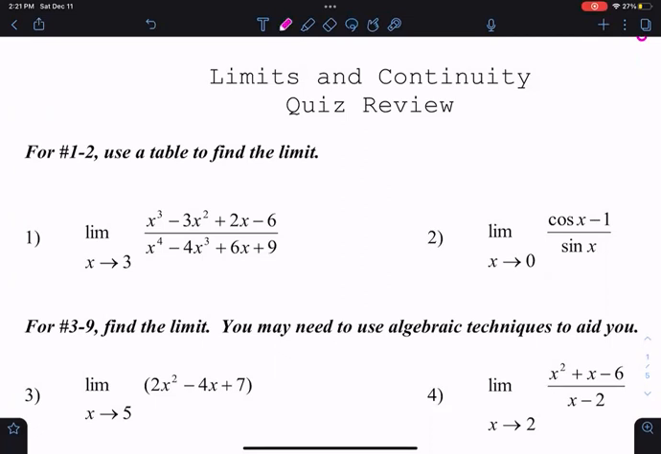Okay, guys, this is a review for limits. I think I went over some of these problems in class, but I'm just gonna go over the whole sheet so you can prepare yourself a little bit. Okay, so here they want you to find the limit, right? Ignore this because we don't have that table. We just need to compute the limit, right?